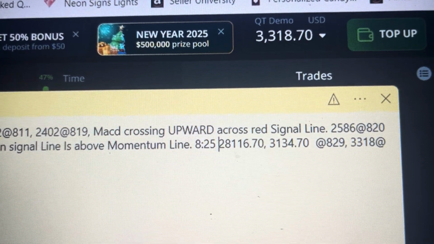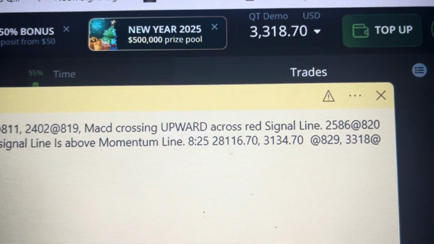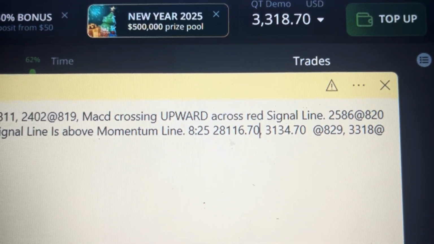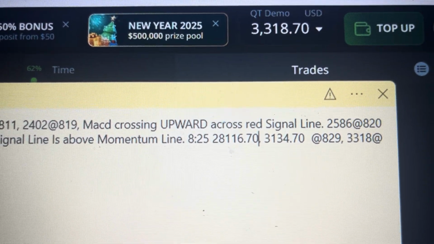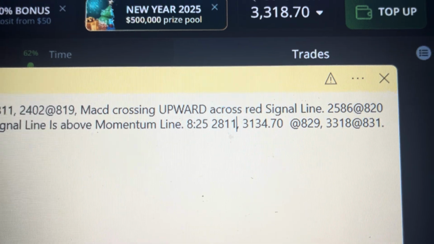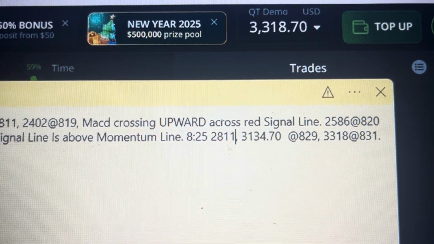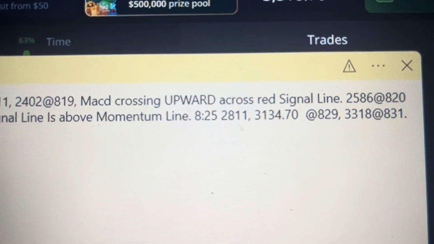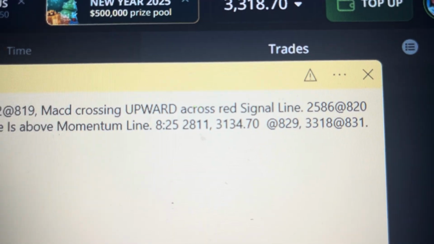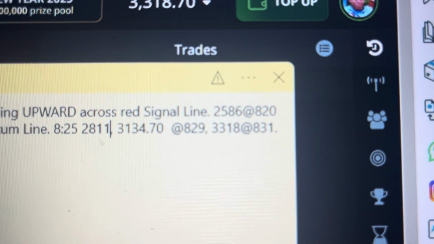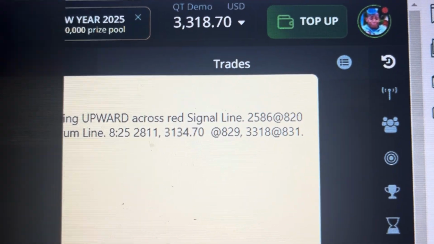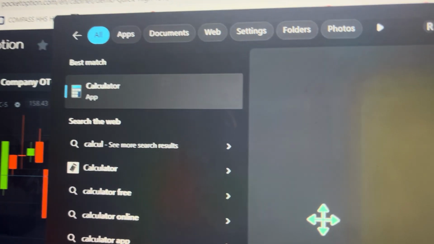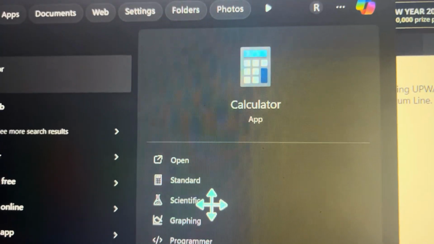I don't know where I get the other numbers from. I'll be adding clock times in with it. Okay. So it was at 2811, at 8:25. So what I would do then is do the math and calculate. Let me get the calculator out.